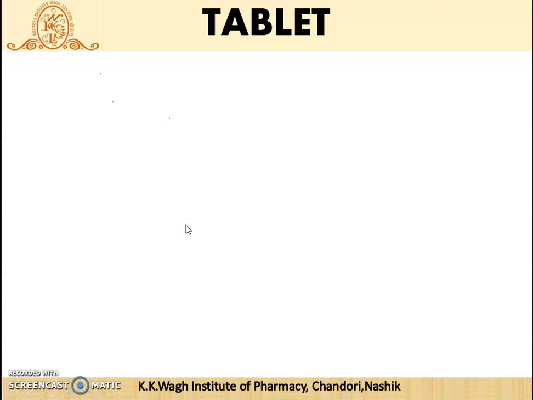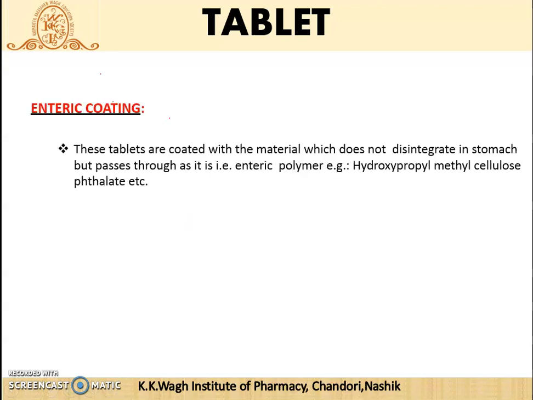Then last type, that is the enteric coating. These tablets are coated with the material which does not disintegrate in the stomach but passes through as it is, that is an enteric polymer. Example of it, hydroxypropyl methyl cellulose phthalate. These tablets are dissolved in the intestines. These are very site specific tablets.